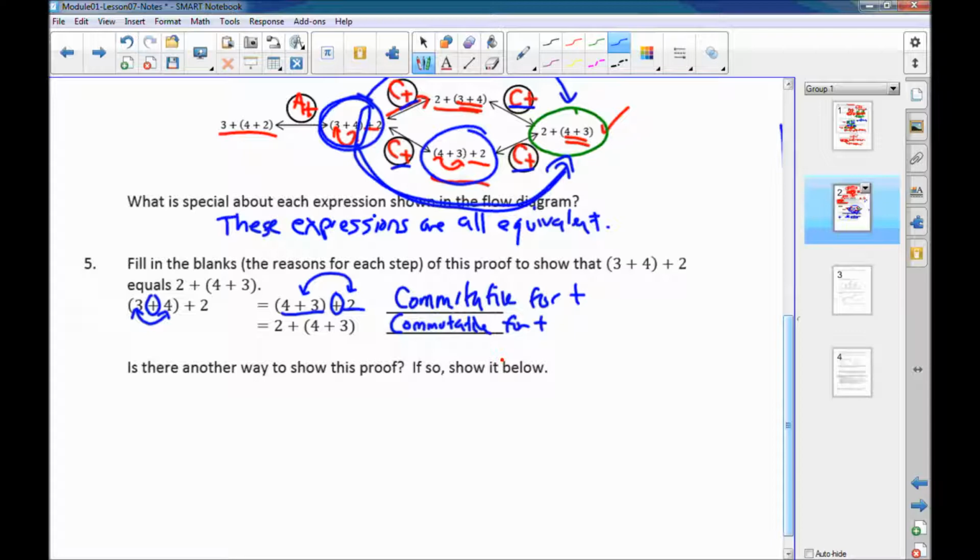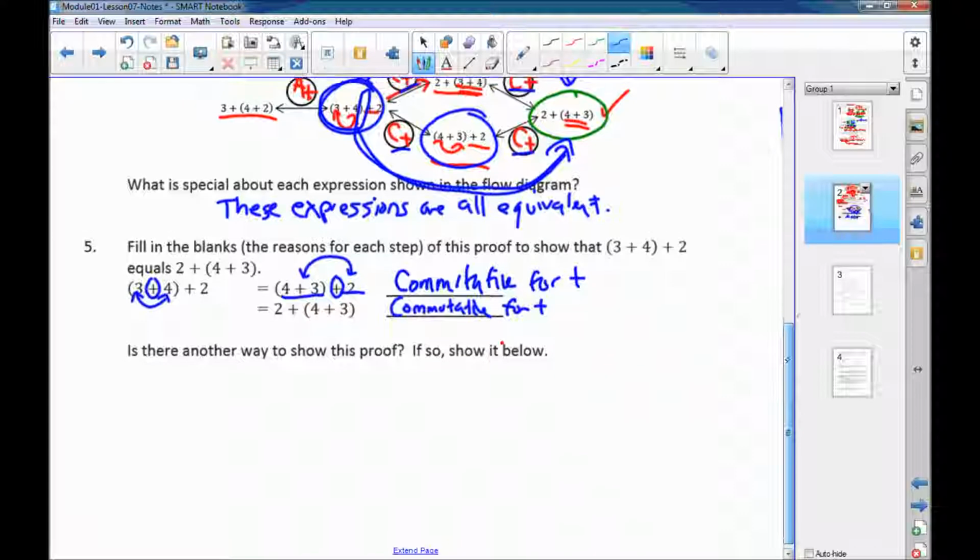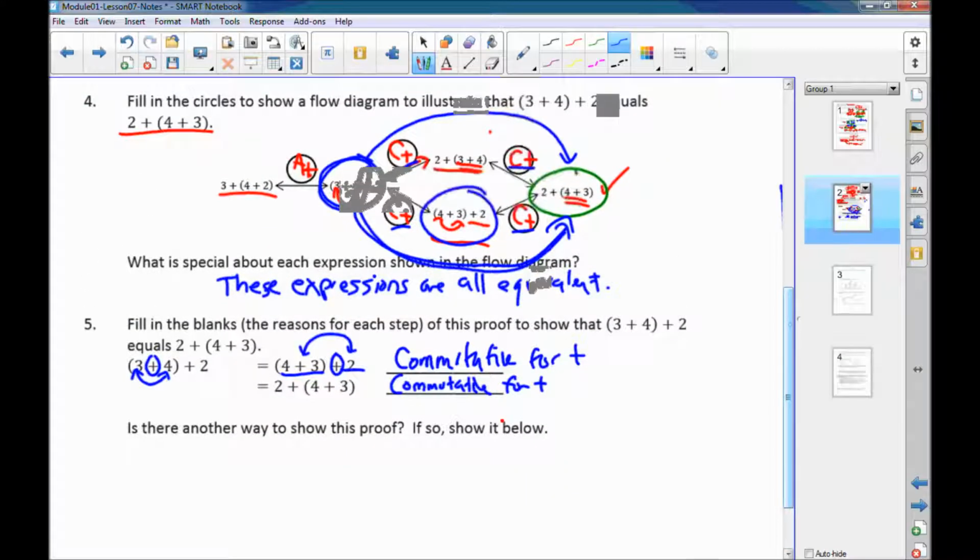So is there another way to show this proof? If so, show it below. And yeah, there is. We could have done it the top way. Okay, we used the bottom way, and we're going to use the top way also. So our proof would look something like this.